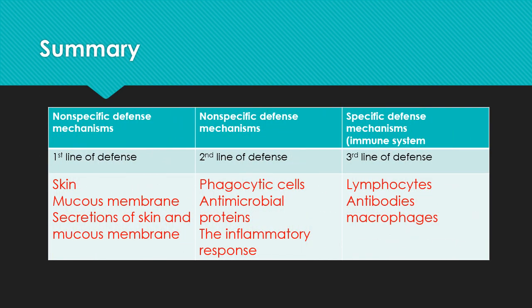In summary, we have first line and second line of defense in non-specific defense mechanism. In the first line, we have the skin, mucous membrane, secretions of skin and mucous membrane. In the second line, we have phagocytic cells, antimicrobial proteins, the inflammatory response. And in the third line of defense, this is now the specific defense mechanism or the immune system, we have the lymphocytes, antibodies, and macrophages.